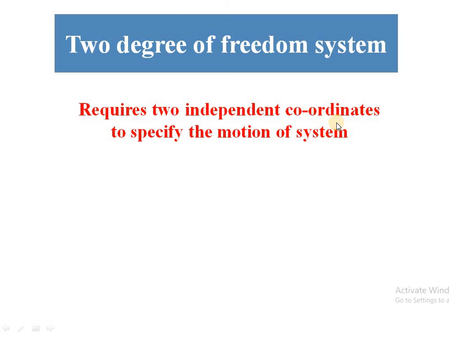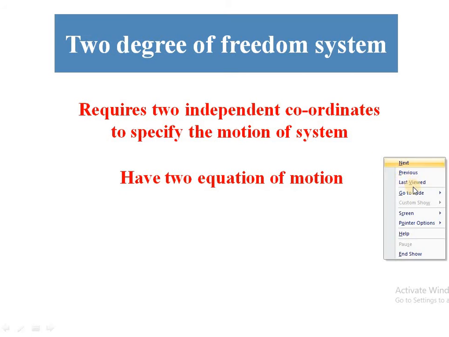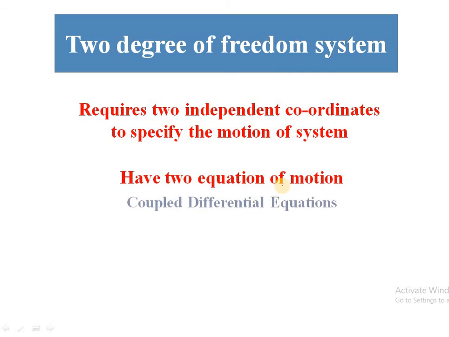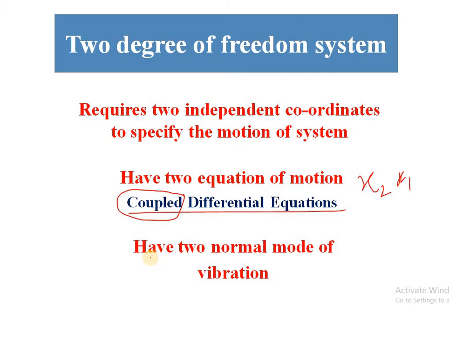So the conclusion for a 2 degree of freedom system is that it requires two independent coordinates to specify the motion of the system. Then it has two equations of motion. As I told you, in both equations there will be x2 and x1. As both the coordinates are there in the equation, this is called a coupled differential equation. The name is coupled because both the coordinates are there in the equation. We will see what that means. Then again, a 2 degree of freedom system has two normal modes of vibration at two natural frequencies, and that is nothing but called the mode shape.